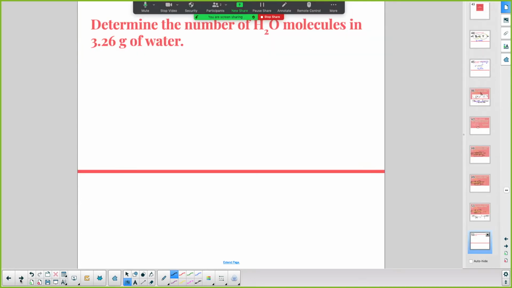Next, determine the number of H2O molecules. So I need to determine what? Molecules. That's what I want to find. And I'm given what? Grams. 3.26 grams of water. So that's my given.